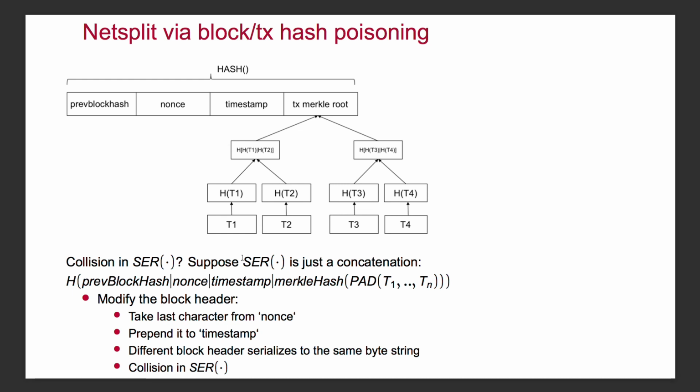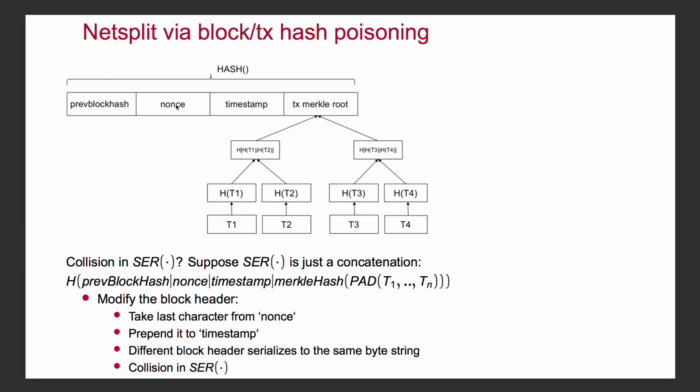So suppose that the serialization function is a really simplistic one. We're just concatenating fields. So we have these 4 fields here, and we're just concatenating them. So yeah, that's shown here. We take the previous block hash, concatenate with nonce, timestamp, and Merkle hash. So then someone could take a valid block hash and take the last character of the nonce here and just move it into the timestamp. So if we do that, then the concatenation of these fields is not going to change, because we just moved the last character from the nonce into the timestamp.